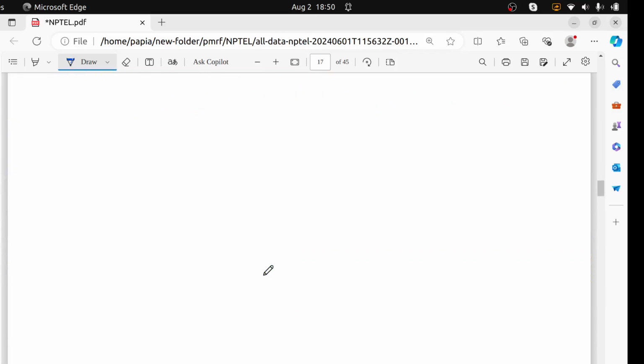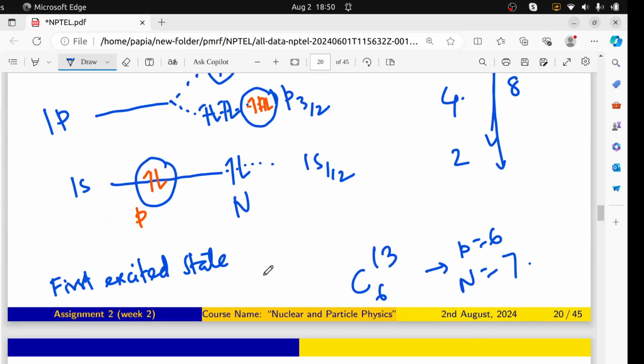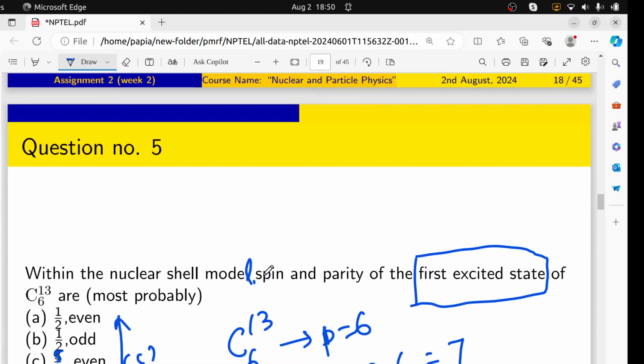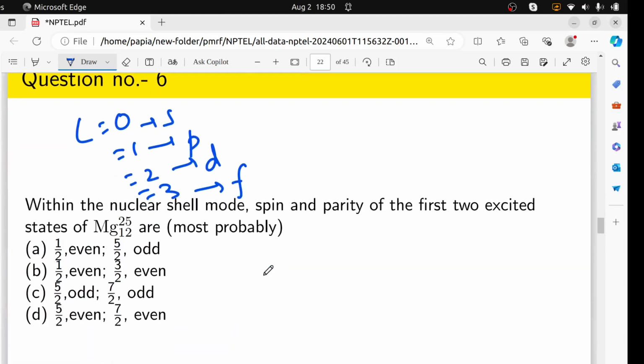So maybe where we were, yeah, we were at question number 5. Yes. Now we can go to question number 6. Within the nuclear shell model, spin and parity of the first two excited states. See, now they are talking about the first two excited states. That will be a little bit more interesting, because here they are asking about the first excited state as well as the second excited state.